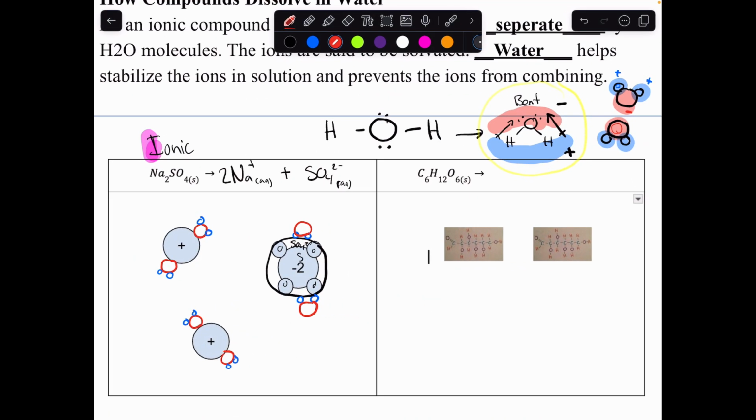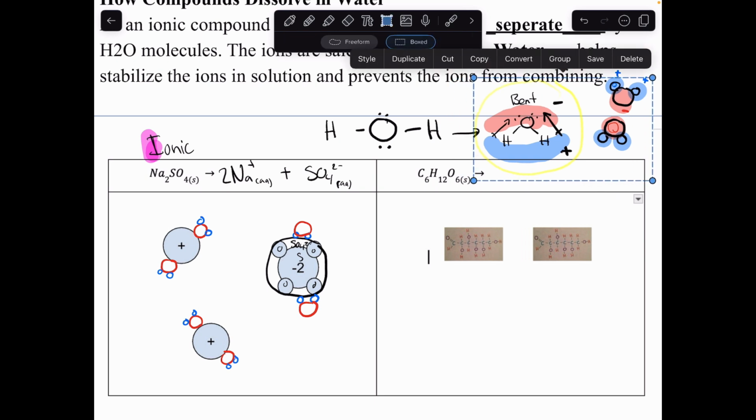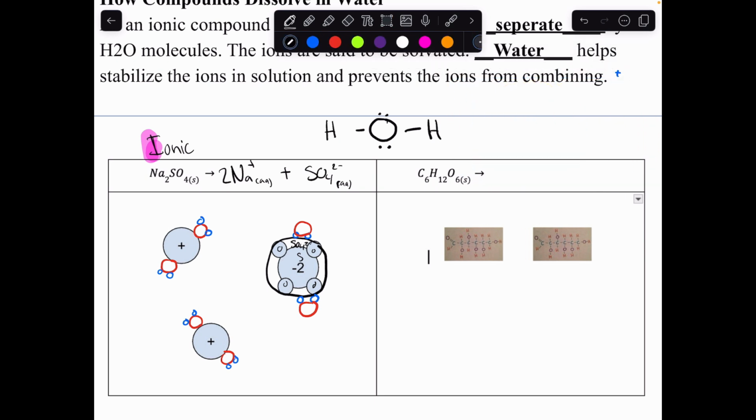All right, now looking at sugar. I'm going to erase some of this just to give me some space. Okay, so sugar is a covalent compound that does dissolve. As we learned with intermolecular forces, it's dissolving because of the interaction of the IMFs. The difference is that when this substance dissolves, it doesn't break down.